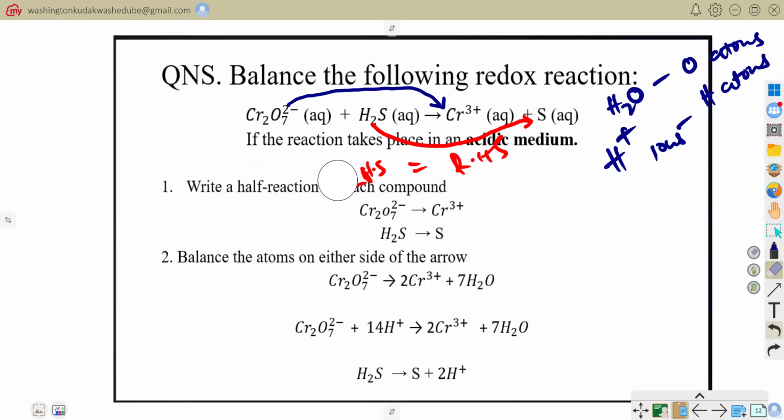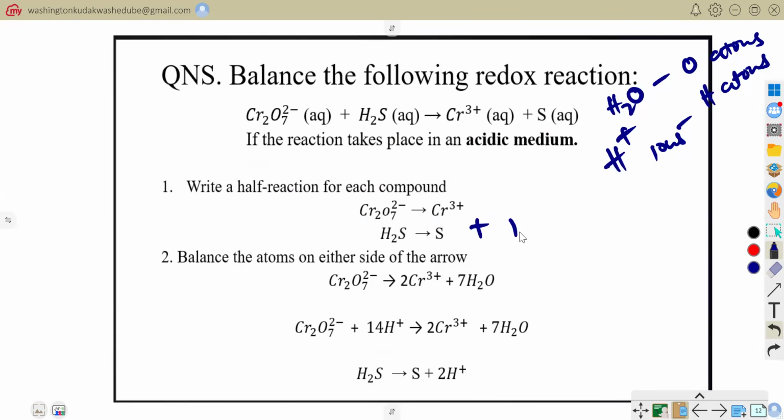After that, I need to do the same for the half reaction of hydrogen sulfide. For the hydrogen sulfide, I see that I've got hydrogen on this side, so on this side I need to add hydrogen ions. But I've got 2 hydrogen atoms, so I also need 2 hydrogen atoms.